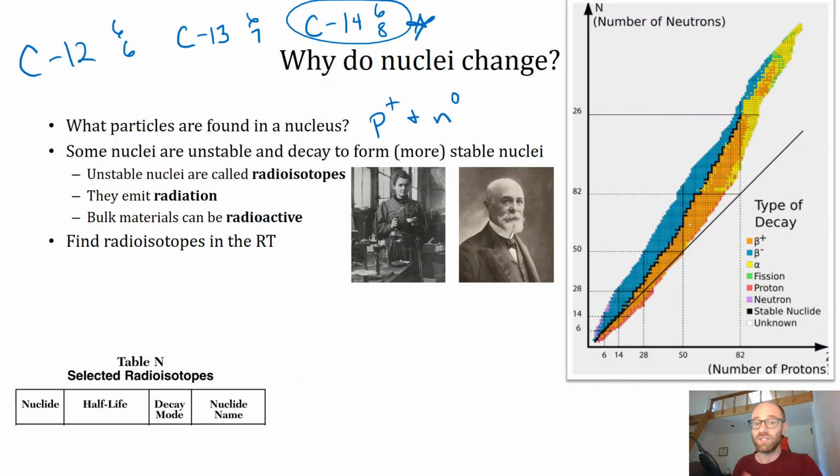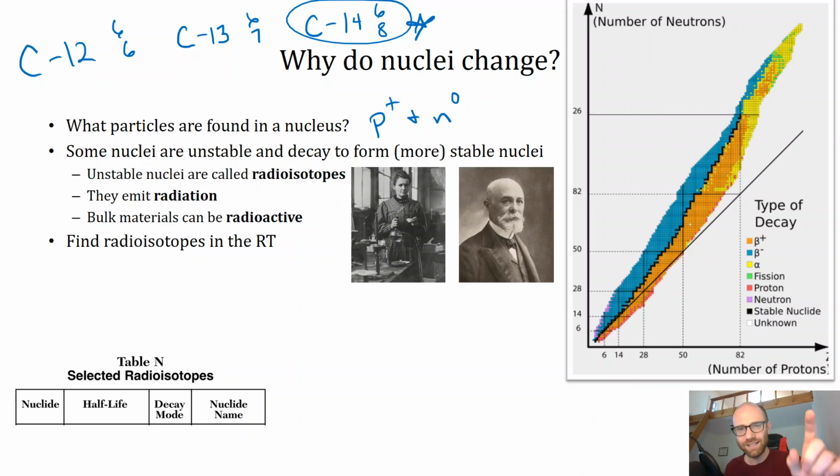Some nuclei are stable and some are unstable. And when they're unstable, they decay. And decay is just that process that we saw in the previous slide where they fall apart. If a nucleus is unstable, we call it a radioisotope. They emit the particle known as radiation. And the bulk material as a whole we would call radioactive. So if you had a big hunk of just carbon-14 atoms, I would call that a radioactive sample.